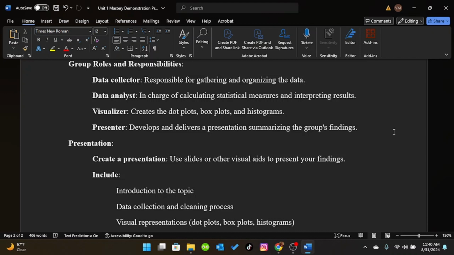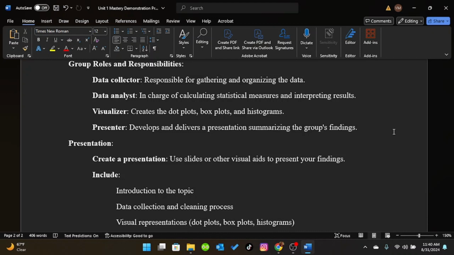You could have somebody who is responsible for visualizations. So you could have someone who is responsible for creating the dot plots, the box plots, and the histograms. And you could have a presenter. You could have someone who develops and delivers the presentation to the class. So you could divide up the work this way, or you could divide up the work in each category.